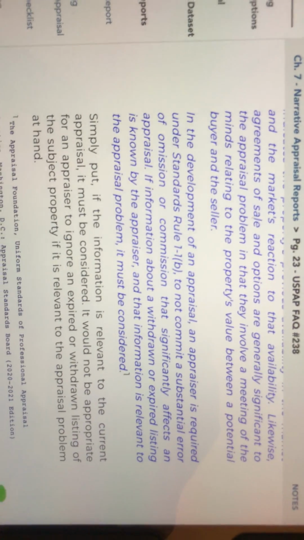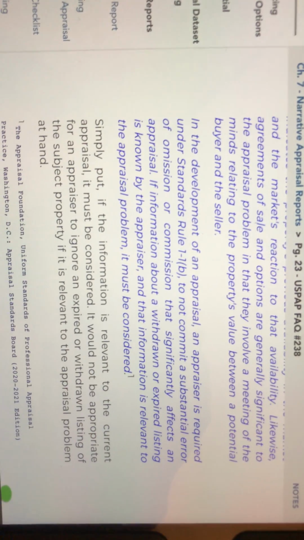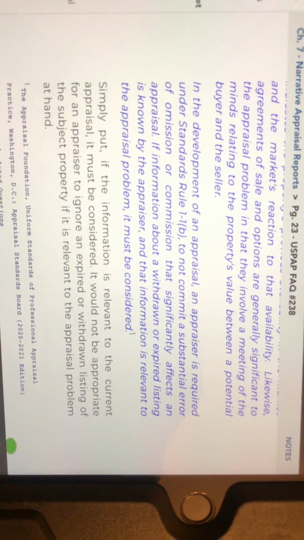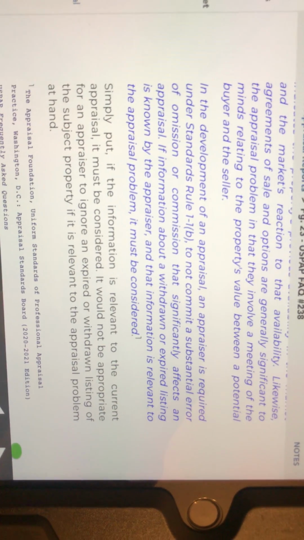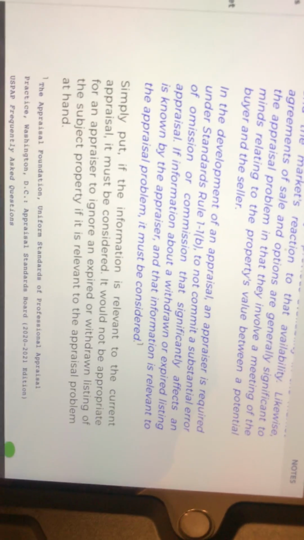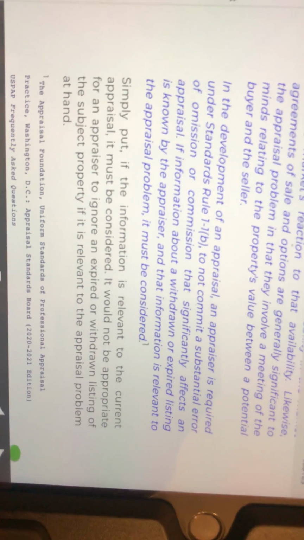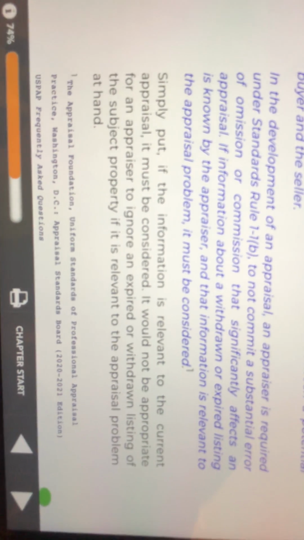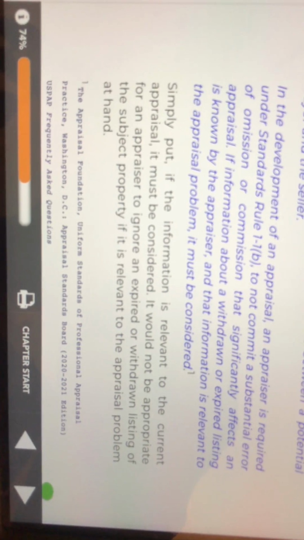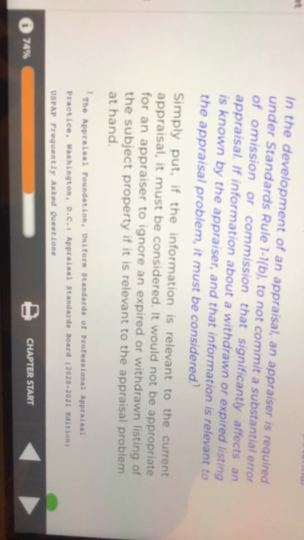In the development of an appraisal, an appraiser is required under Standards Rule 1-B to not commit a substantial error of omission or commission that significantly affects an appraisal. If information about a withdrawn or expired listing is known by the appraiser and that information is relevant to the appraisal problem, it must be considered. Simply put, if the information is relevant to the current appraisal, it must be considered.